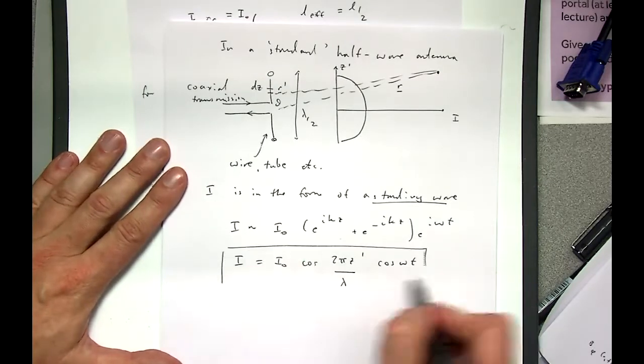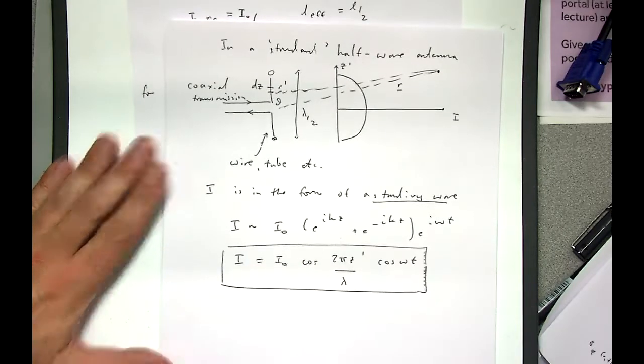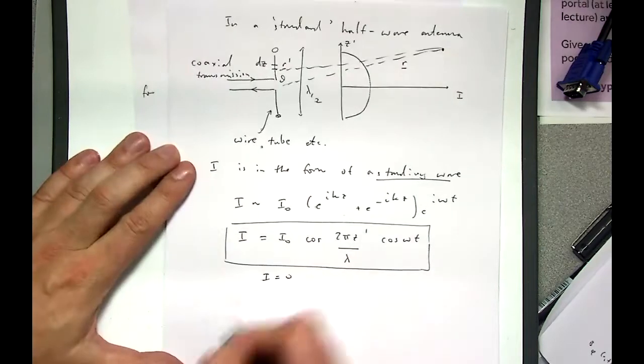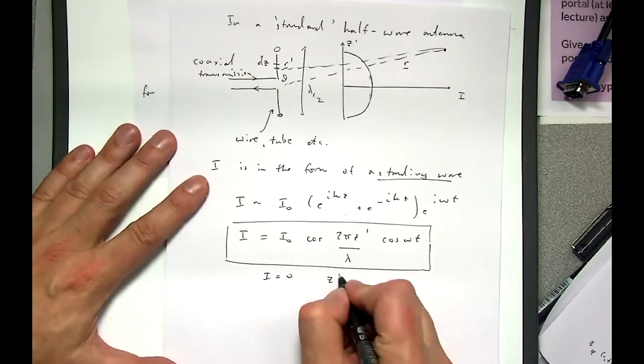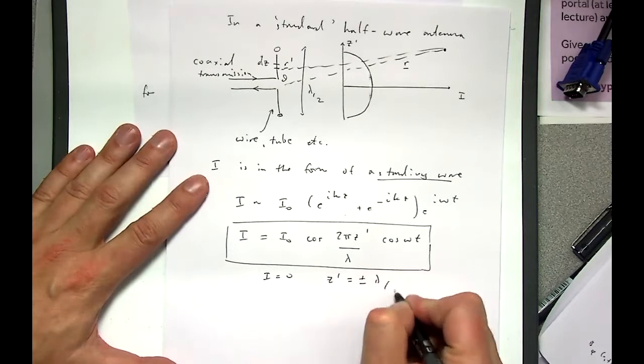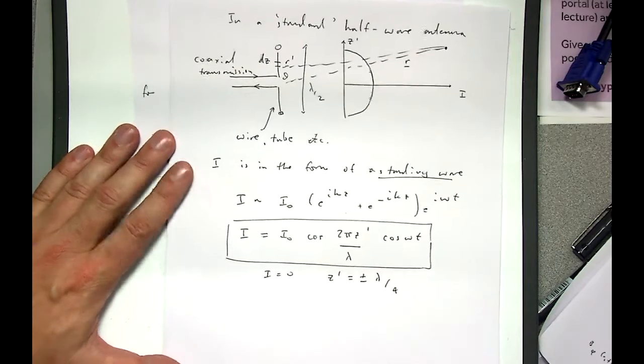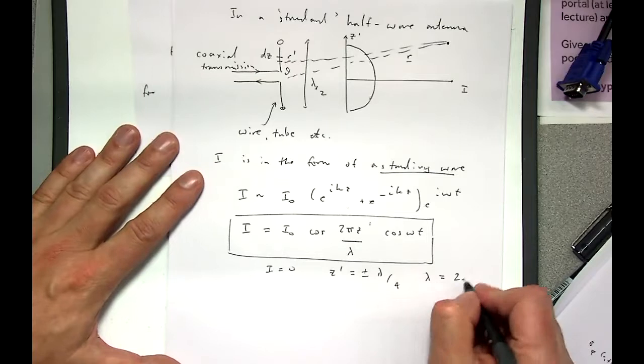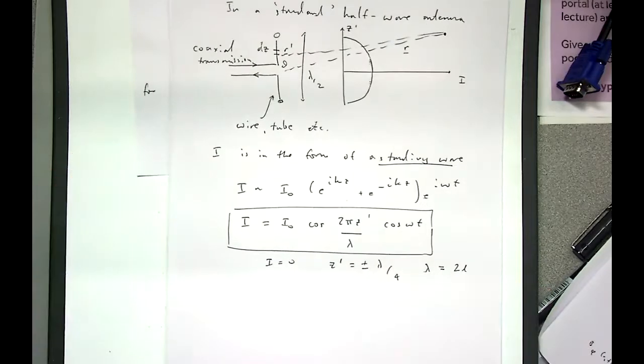Okay, so that's the form of the current we are assuming. It makes physical sense. So I equals 0 at z prime equals plus or minus lambda by 4. That's where that lambda has come from there. And it's a half wave antenna because lambda equals 2L. So this is the half wave bit here. That's the thing that makes it a half wave antenna.